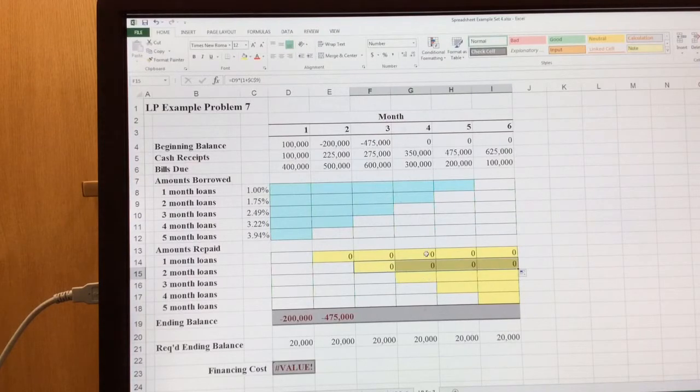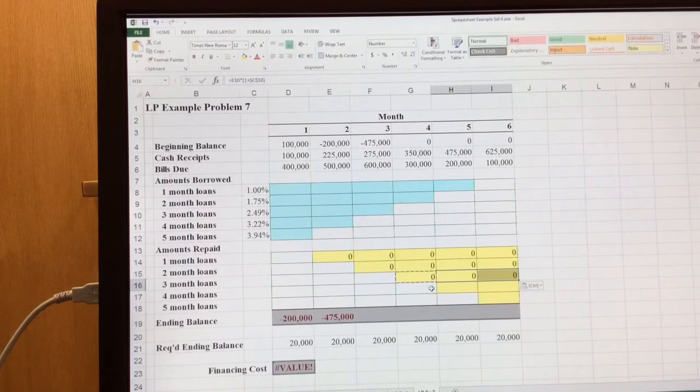Great. So now in month 4, I have to pay back a 1-month loan I took out in month 3, a 2-month loan I took out in month 2, and a 3-month loan that I took out in month 1. So this is equal to a 3-month loan in month 1 times the original loan amount plus the interest rate. I'm going to anchor that interest rate. All right, now I can copy and paste this over.